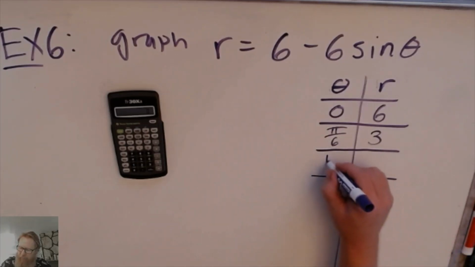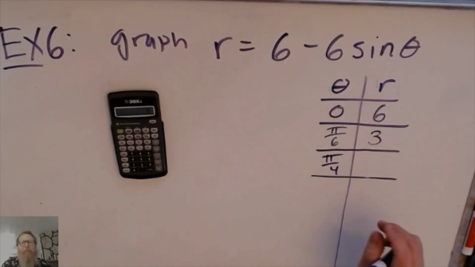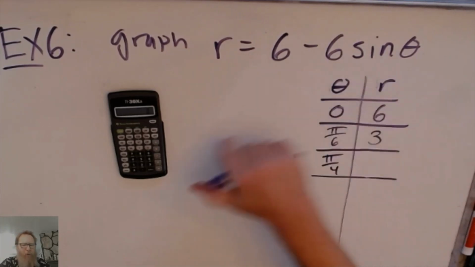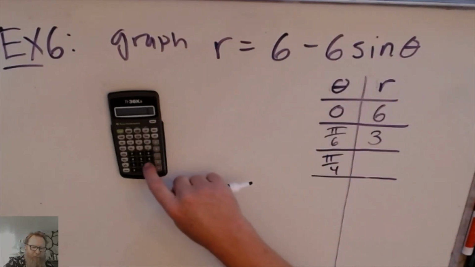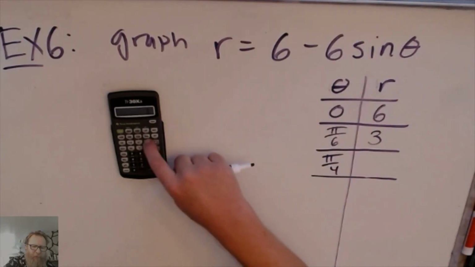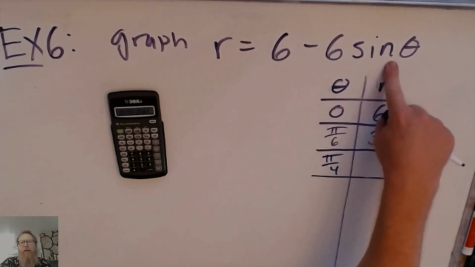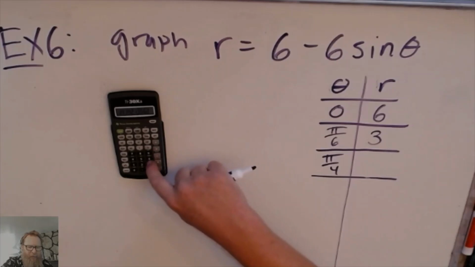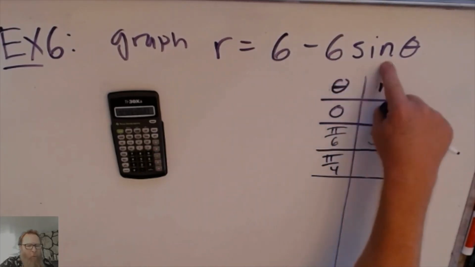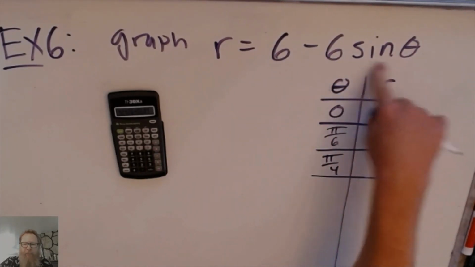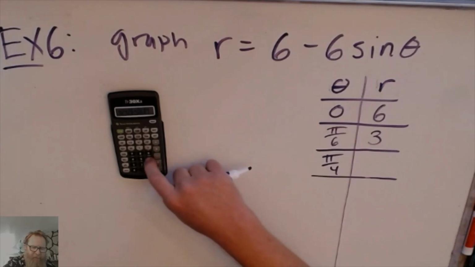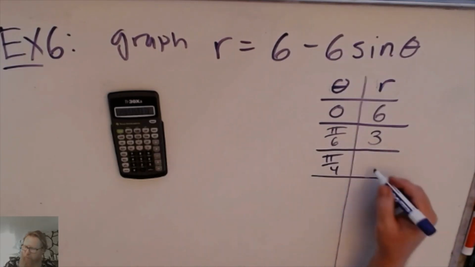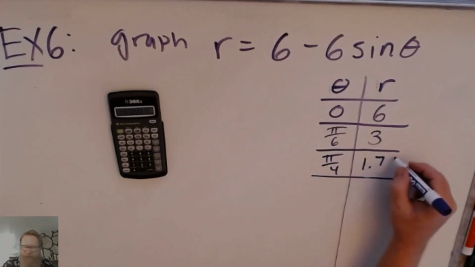We can go to pi over 4. All right, sine of pi over 4 is root 2 over 2. Okay, root 2 over 2 times 6 would be 4.24. And then 6 minus that would be 1.75 or 1.76 technically.